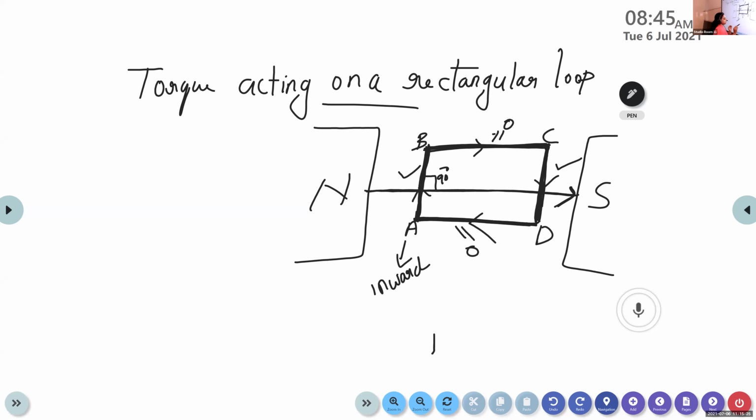Here the current is in upward direction. Magnetic field is pointing in this direction. And the direction of the force is inward along the side AB. Similarly, we can find out the direction of the force acting on CD with the help of Fleming's left hand rule.